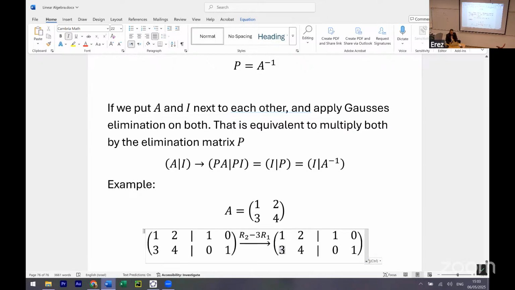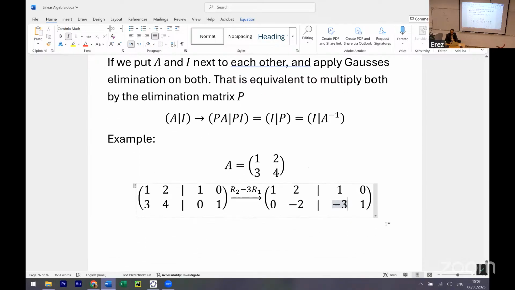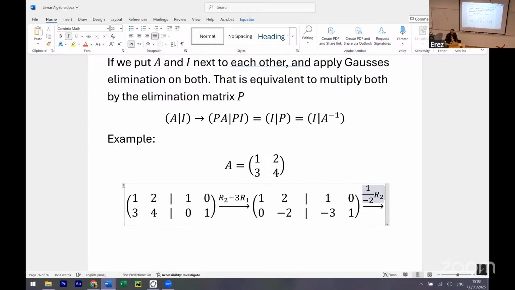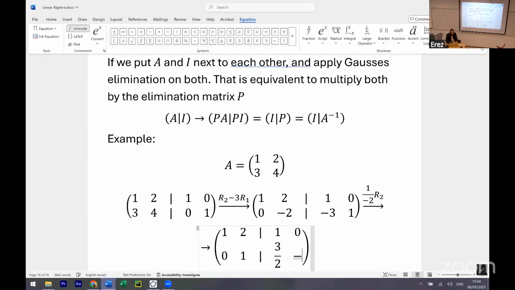And then I get 0, 4 minus 6, right? It's minus 2. This minus 3, it's minus 3. Okay. Then divide the second row by minus 2, or minus 1 over 2 R2, to obtain 1, 3 over 2, minus 1 over 2.